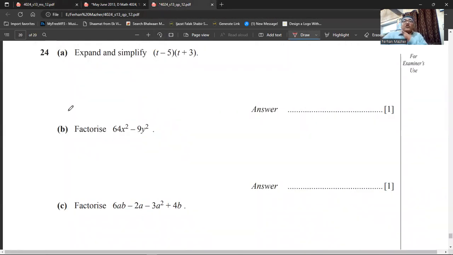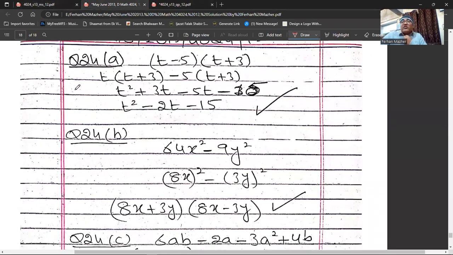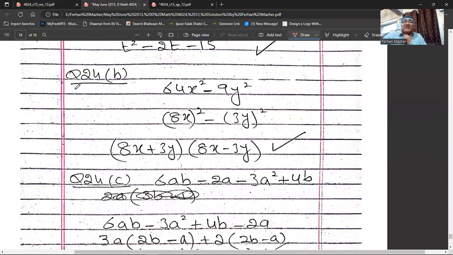Question number 24, B part. It says factorize 64x squared minus 9y squared. It's a famous factorization. These two are perfect squares with a negative between them. a squared minus b squared is equal to (a plus b)(a minus b). It is (8x) squared minus (3y) squared. So it will be (8x plus 3y)(8x minus 3y).